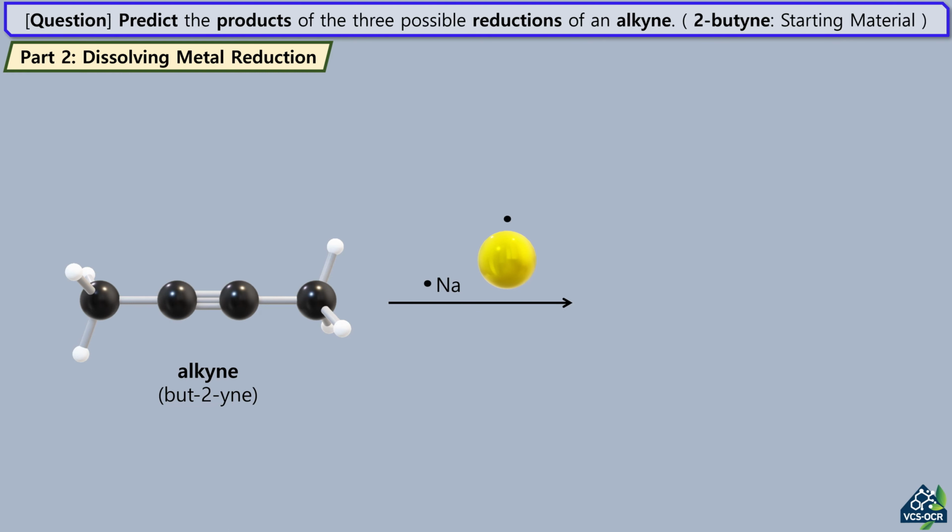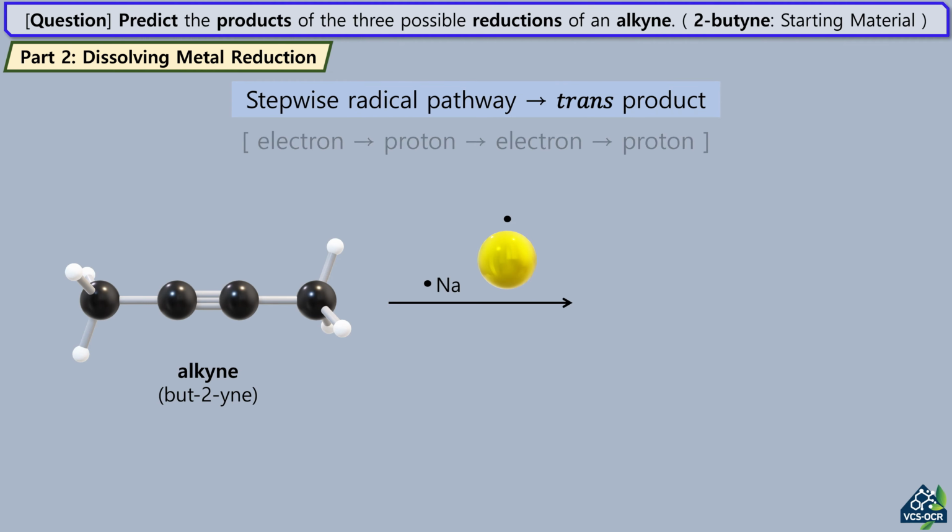Unlike the concerted syn addition of catalytic hydrogenation, this transformation proceeds through a stepwise radical mechanism that naturally leads to the more stable trans geometry. The overall sequence is an electron, then a proton, followed by another electron and another proton. Presenting it this way makes the sequence easier to remember.